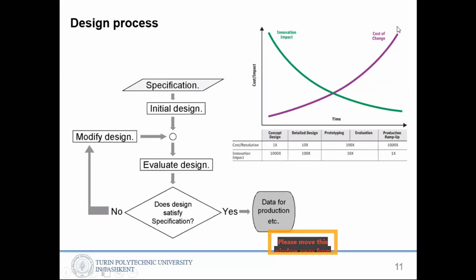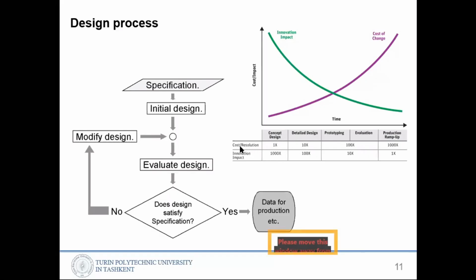So here you can see the chart is showing two things. The first is the cost of change, and the other, the green one, is innovation impact. And here you can see the stages of design, with time passing through. There's concept design, detail design, prototyping. Prototyping means they're making some prototypes before manufacturing 1,000 items. Like they're prototyping only 1 or 2 items, and then they're evaluating, checking, is it okay or not? And then production, that is mass production. 1,000 products might be produced, like in the factory. So those are the stages of product design.